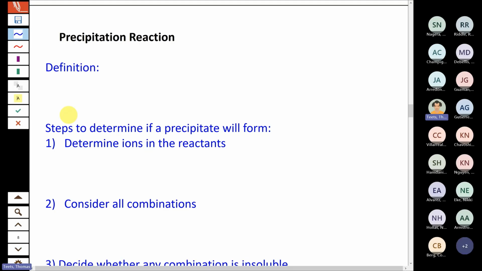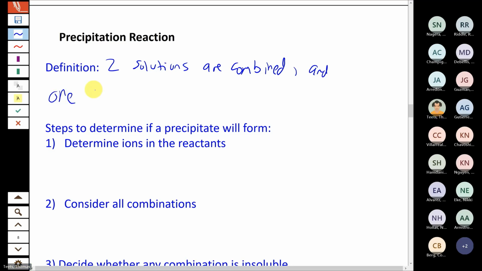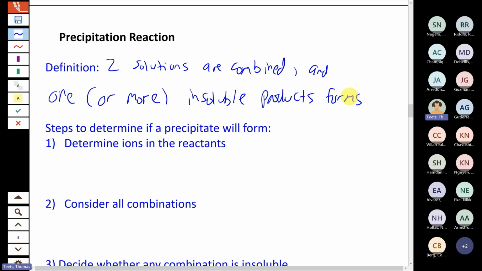It is important, the bottom line, if you don't believe me. But anyway, what we're doing in precipitation is we're combining 2 aqueous solutions. Normally the 2 solutions we combine each have an ionic compound dissolved in them. Then when we combine them, one, or sometimes more than one, but usually for our purposes just one, insoluble product forms. Initially everything is dissolved in the two individual solutions, but when we combine them, it produces something that is no longer soluble and will then fall out of the solution.